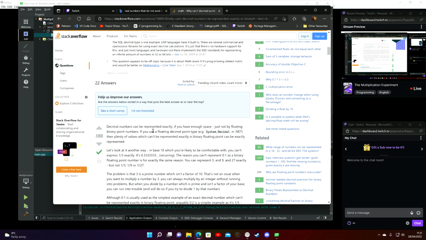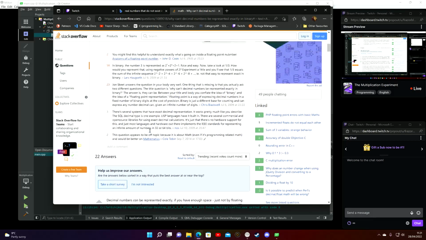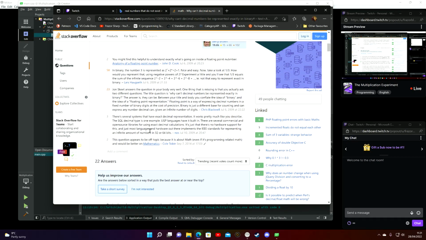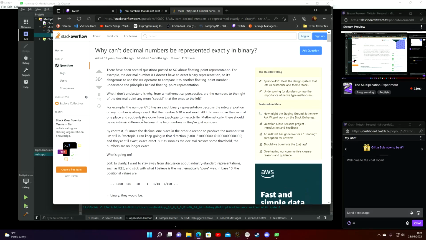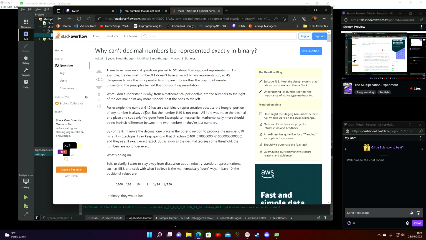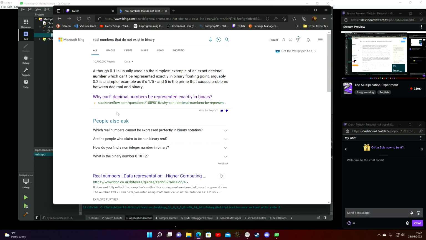Decimal numbers can be represented exactly if you have enough space, just not by floating binary point numbers. This is what I'm trying to say. This is an answer, and it also agrees with the title. In floating point, numbers change their property. So this isn't very good. It's not going to give us the kind of numbers. Yeah, okay, that's a pretty bad explanation of it all.